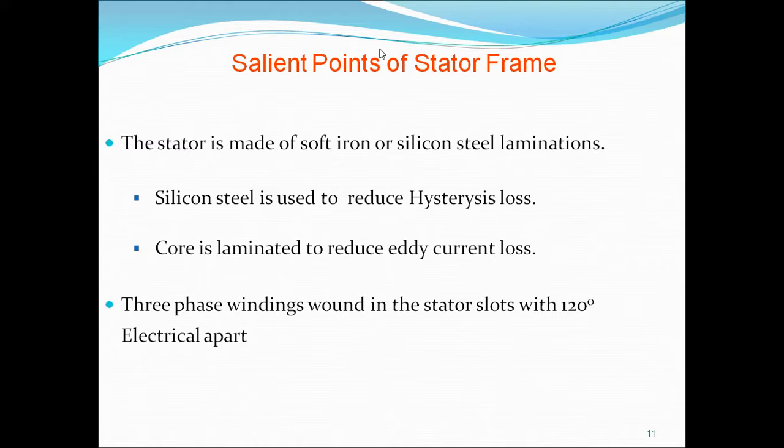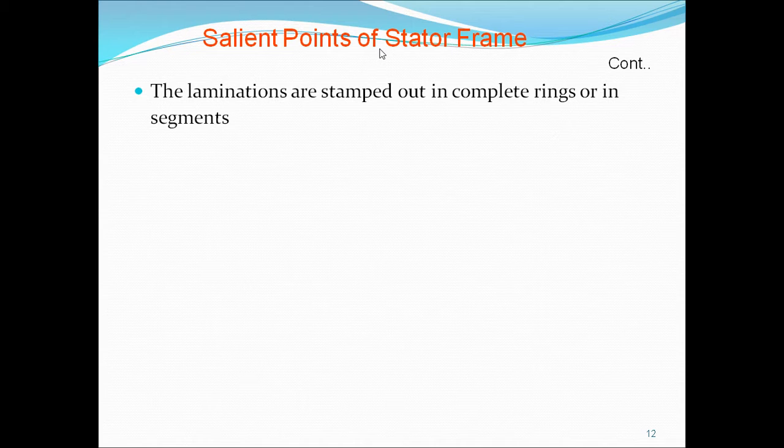Where is the three-phase winding kept? Yes, your guess is right. The three-phase winding is kept on the stator. As we noted in the last class, all these stator windings are 120 degrees apart. So laminations are stamped out in complete rings or in segments, to reduce the losses, with lamination and silicon steel.